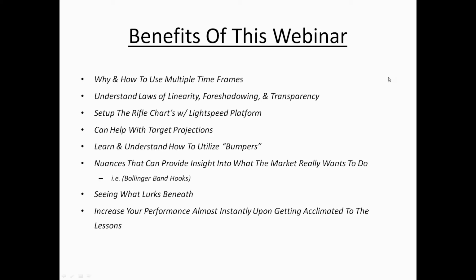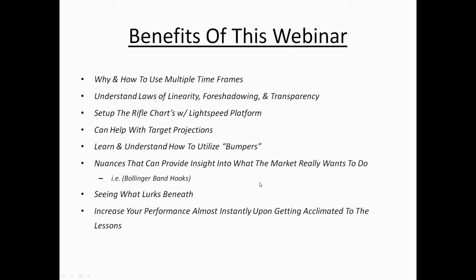So, what are the rifle charts and how could we use them to benefit in trading? The first thing that you're going to learn is you're going to understand why multiple time frames are one of the most important things and nuances to be able to use when trading. By limiting yourself to only look at 1 or 2 time frames, you're not getting the full perspective of what the market is really doing or what the stock is really doing. And this is what we like to call what lurks beneath, right? And you can see that on the bottom here.